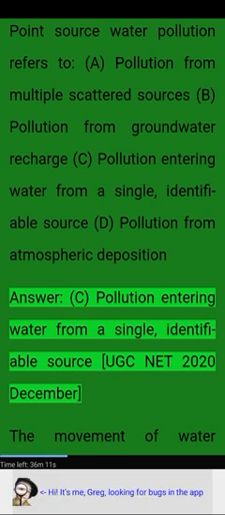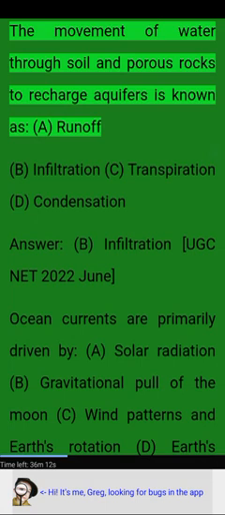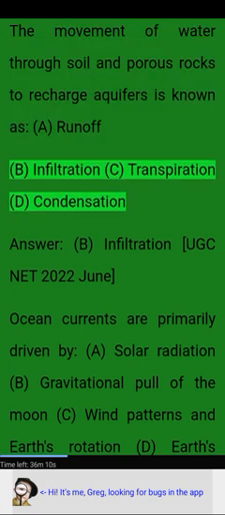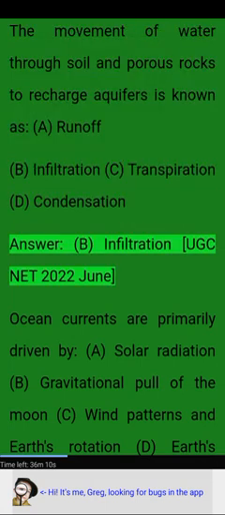UGC NET 2020 December. The movement of water through soil and porous rocks to recharge aquifers is known as: A. Runoff. B. Infiltration. C. Transpiration. D. Condensation. Answer: B. Infiltration.